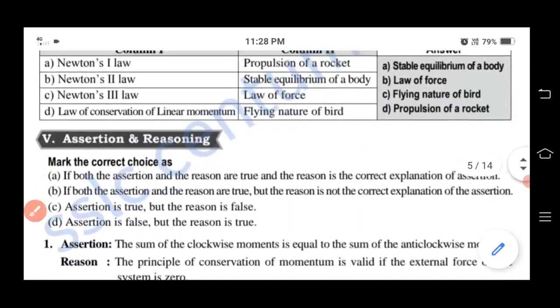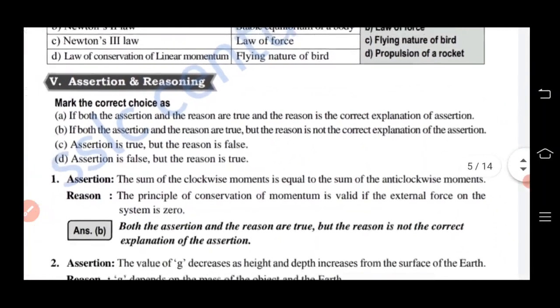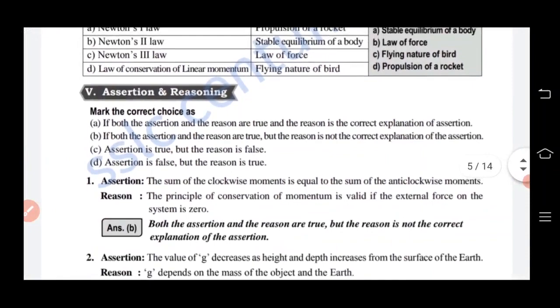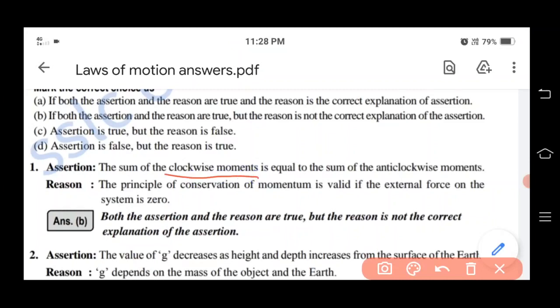And then assertion and reasoning type questions. First question. The sum of the clockwise moments is equal to the sum of the anti-clockwise moments is the assertion. And the reason is the principle of conservation of momentum is valid if the external force on the system is 0. So the answer is both assertion and reason are true, but the reason is not the correct explanation of the assertion.